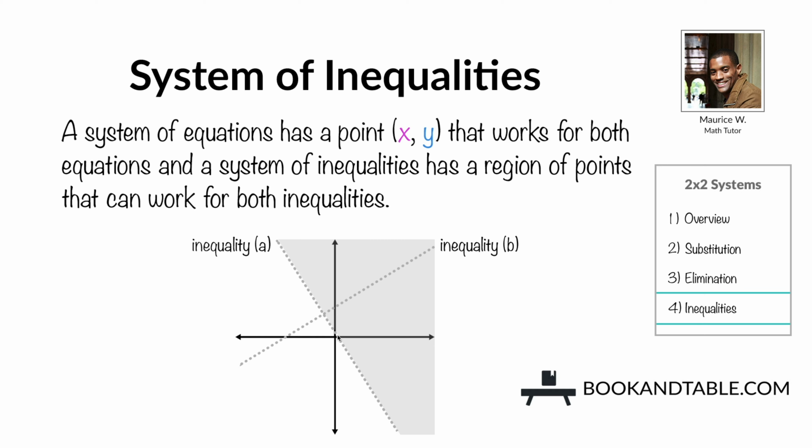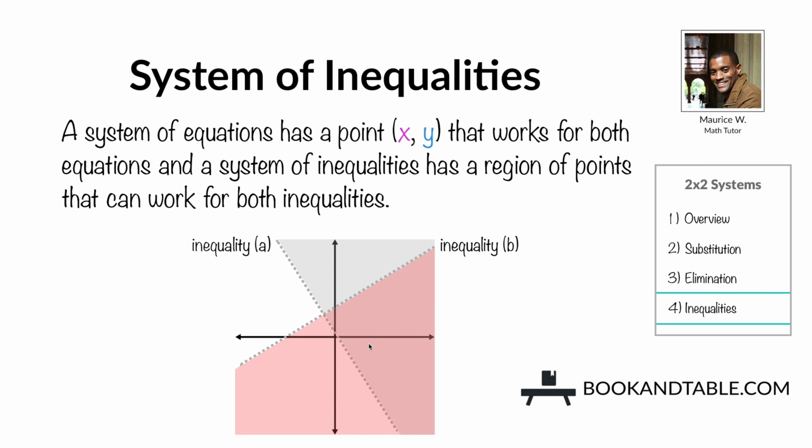Now, for an inequality, when you have greater than, the points above that line are the solution to that inequality. When you have less than, it is the points beneath that line. So this shaded region here represents greater than inequality A. And this shaded region here beneath inequality B represents the solutions for less than inequality B.